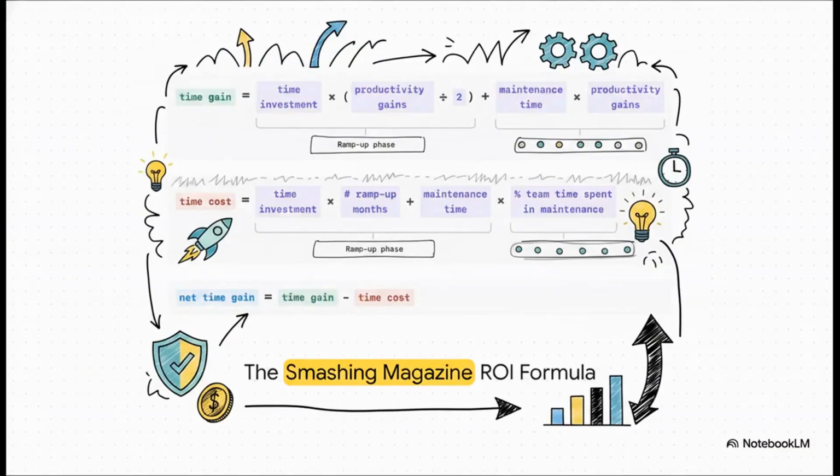Well, we calculate these exact figures using the Smashing Magazine ROI formula, which is pretty much the gold standard for evaluating this stuff. It looks at 3 main variables: setup time, maintenance overhead, and efficiency gains. By mapping the time investment during those ramp-up and maintenance phases against the undeniable productivity gains, you see exactly how the net time gain, and therefore your financial return, is calculated mathematically. So yeah, it's not just guesswork, it's a verified, hard formula.